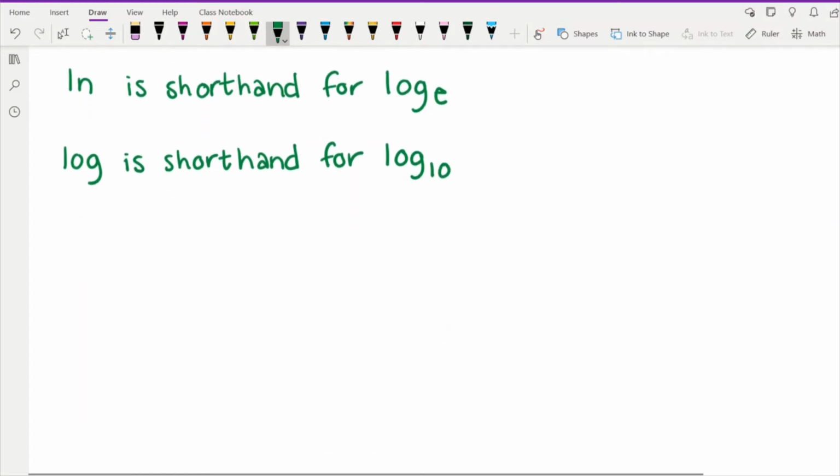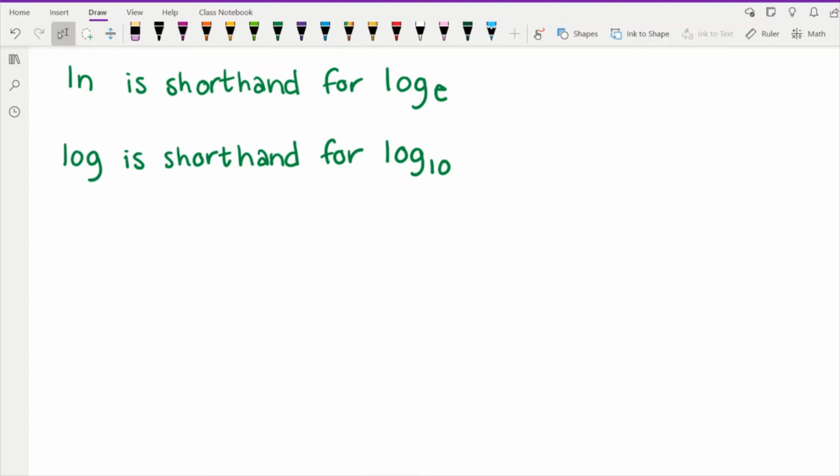If you want, when you see them, you can rewrite them as log base e or log base 10, but just know that no one writes them like that. That's why the shorthand exists. It's so that we have a special symbol that's a little shorter to write for those. So let's do a couple of examples with these ones.